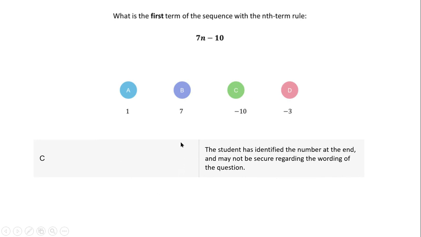If we put down C, you've just put down the negative 10. Okay, but again, this is not the first term. This is what you need to do. With position 1, you multiply it by 7, then you take away 10. So that is not the correct answer for C.